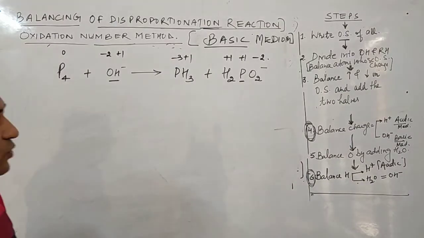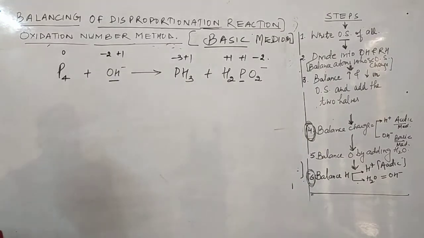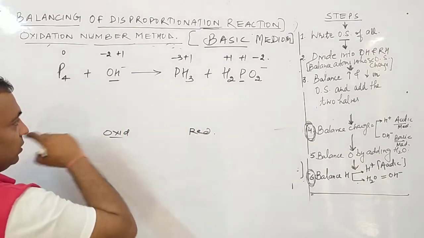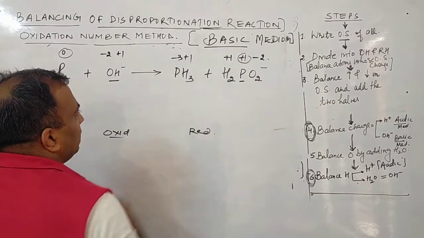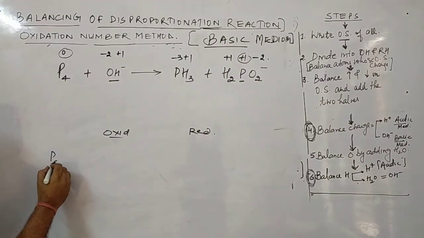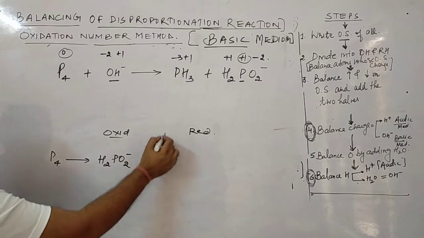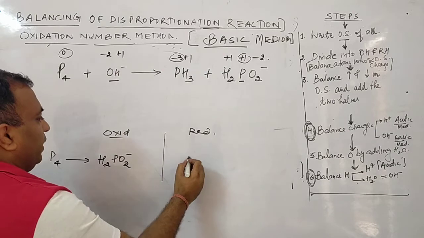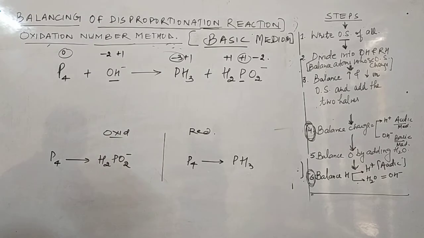Next we have to divide it into oxidation and reduction and balance the atom whose state changes. So I write oxidation, I write reduction. So oxidation is where the state increases. So beta 0 से plus 1 is the increase. So I will write P4 to H2PO2 negative, and reduction is decrease. So 0 से minus 3, P4 to PH3. Now I have to balance the atom whose state changes.